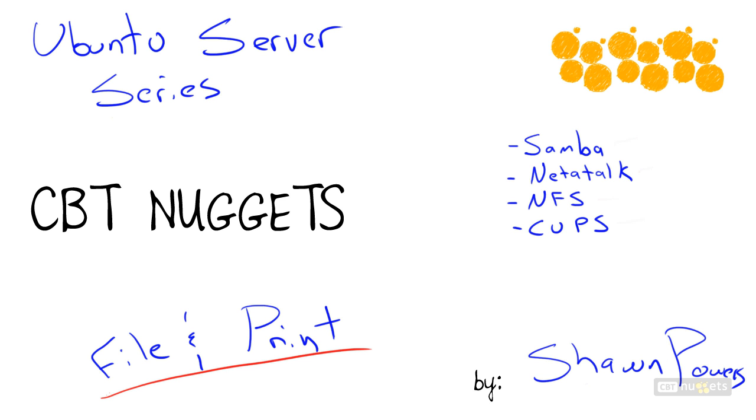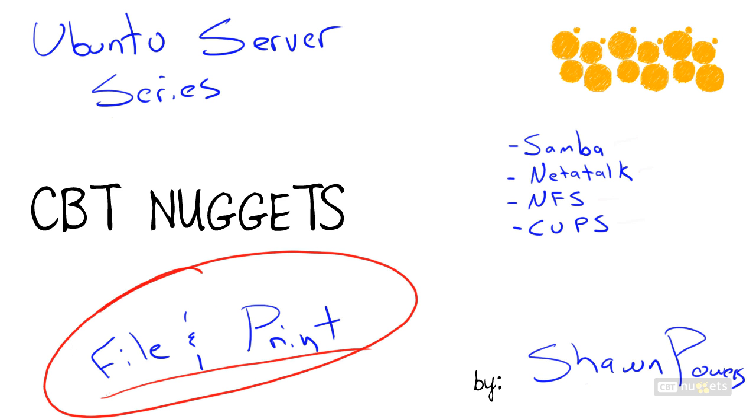Today we're going to talk about file and print services. Now this is going to be a really fun nugget because we're going to mess with a bunch of different computers on our network. We're going to learn all about Samba for sharing files with Windows. We're going to learn about Netatalk for sharing files with Apple OS X machines or OS 8 and OS 9 machines if you're still running old school.